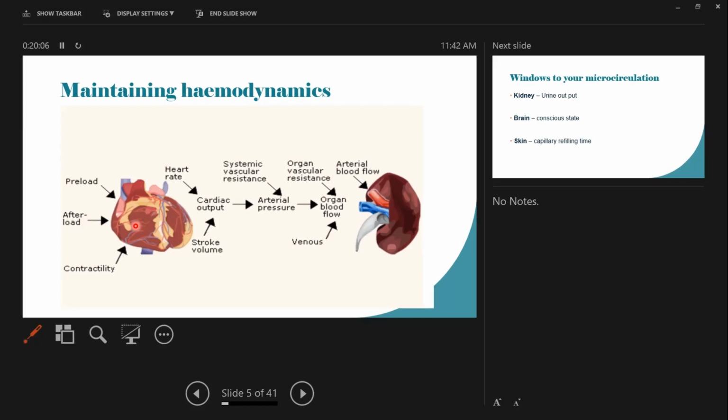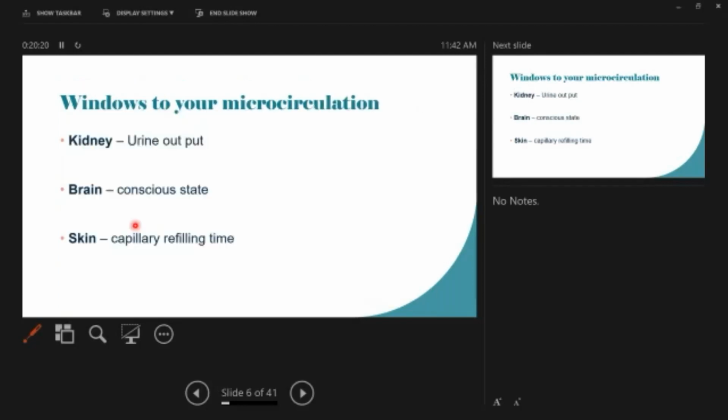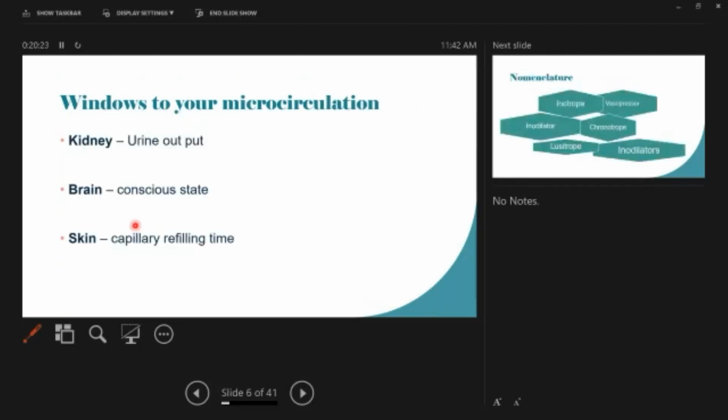And then we talk about arterial pressure, and this pressure determines the organ blood flow, and hence the blood flow to the end organs. So our aim is to keep this perfusion going. How do we know that the perfusion is happening? We have to look at the microcirculation at the organ level. Since we can't see it with our eyes, we rely on these parameters, or these three organs, which are the windows to our microcirculation.